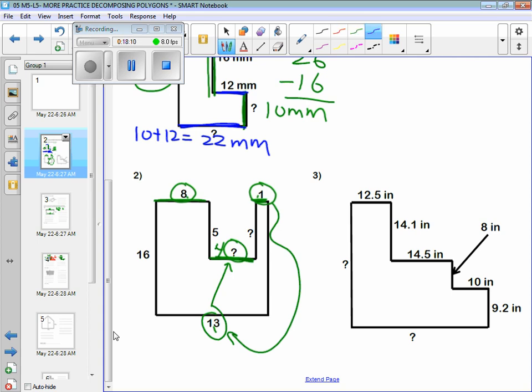Same rule for my verticals. If I have to find this, I could take the easy way out and just look at the cross here. And we know if one side's 5, the other side's 5. And as a matter of fact, that's the only way you can do it, because to try to do it by subtraction, I would have to tell you what it is from here to here.